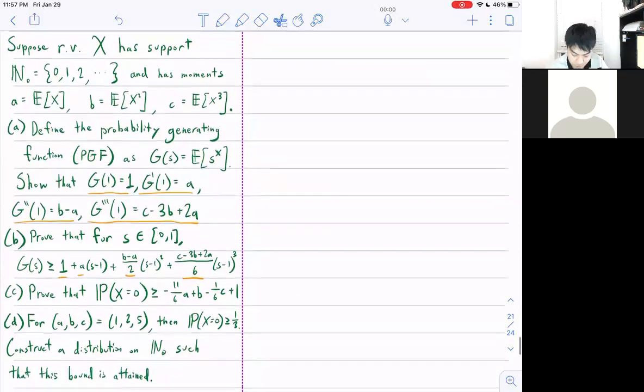So part D asks for A, B, C equaling 1, 2, and 5. When you plug it into this inequality right here, you get the probability that x equals 0 is greater than or equal to 1/3. Now show that this bound is attainable by actually constructing a distribution on the natural numbers to obtain that bound.